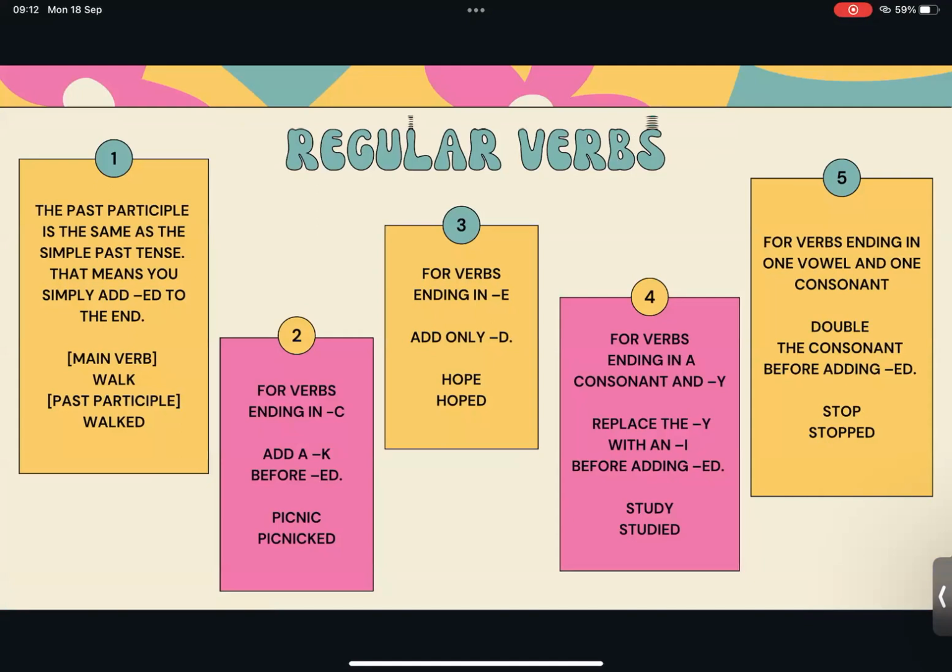For words ending with a consonant and Y, replace the Y with an I before ending ed, such as study, studied. For verbs ending in one vowel and one consonant, double the consonant before ending ed, like stop, stopped.